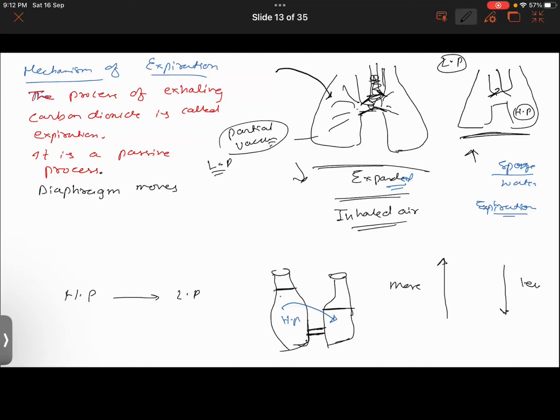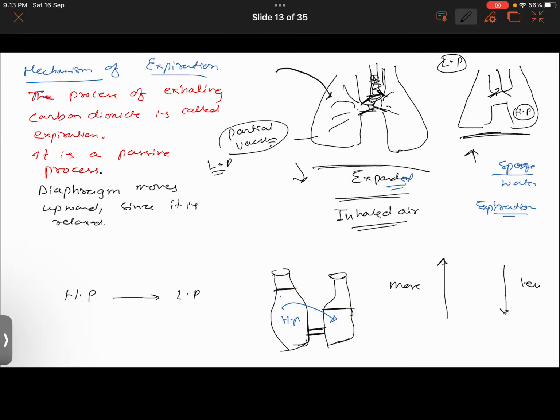Like it moves up. So we need lesser energy for the passive process, right? For the passive process. So the diaphragm moves upward, since it is relaxed.